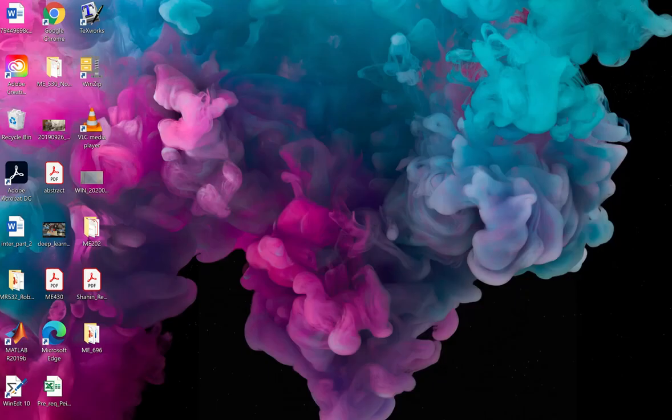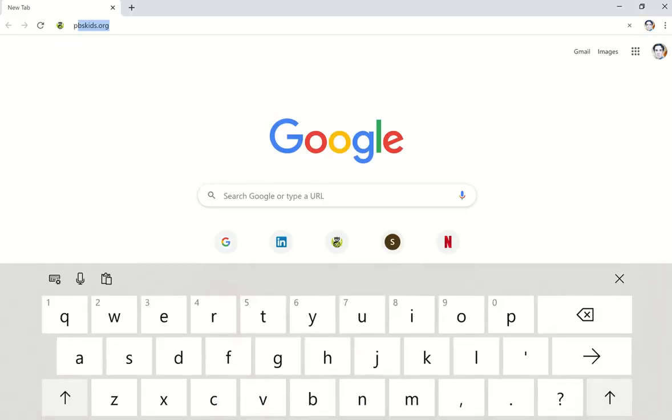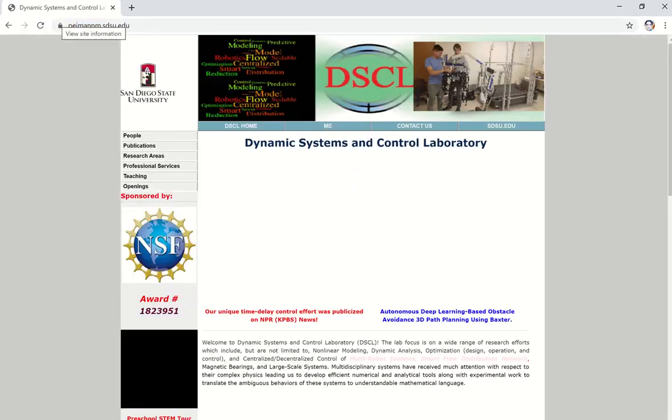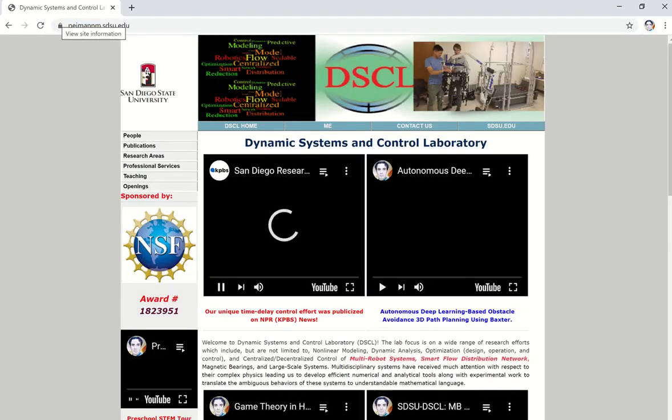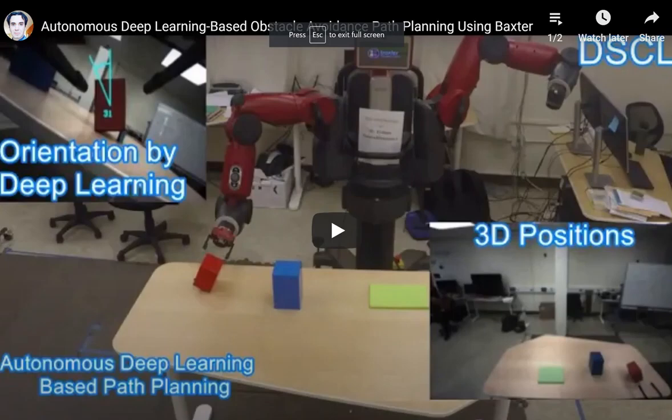So let me show you. If you go to my lab, my PhD student Alex Bernito has done research based on an NSF grant, on autonomous deep learning based obstacle path planning. So I'm going to show it to you. This is 7-degree of freedom, guys. You see the robot is 7 degrees of freedom, okay, 7 independent motions of the links.